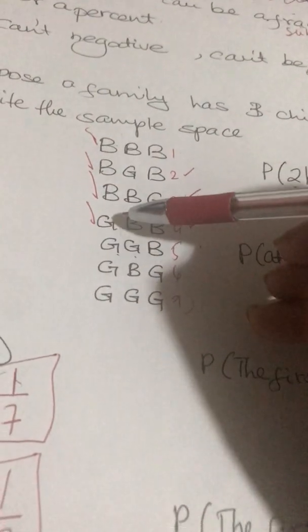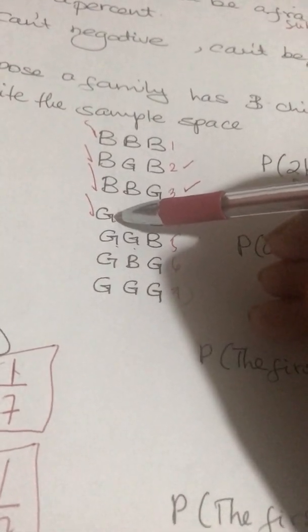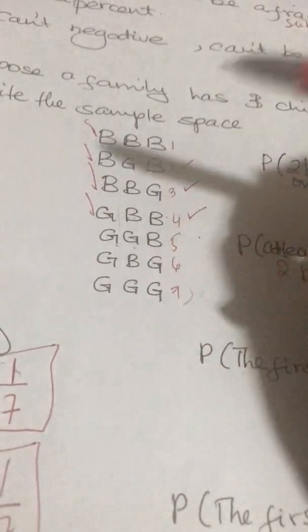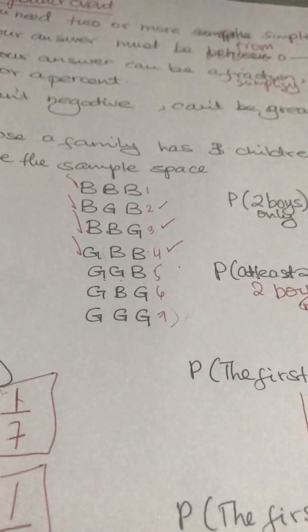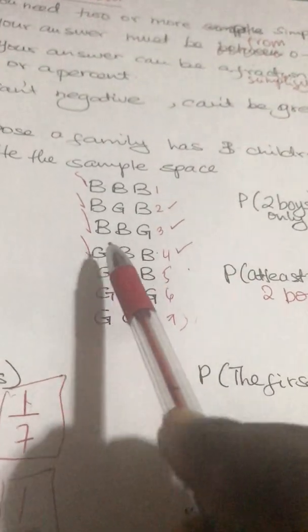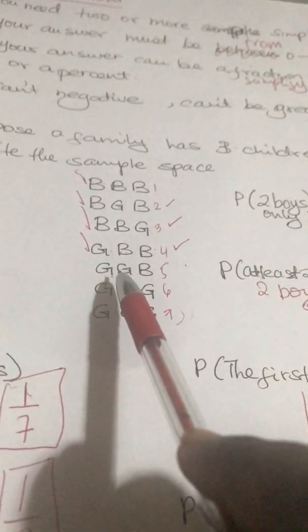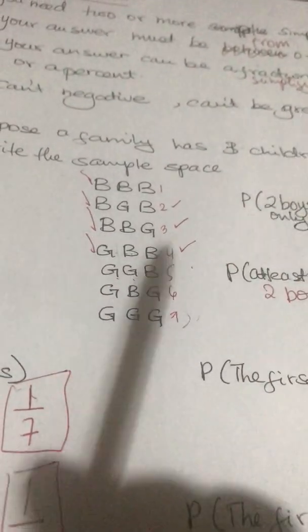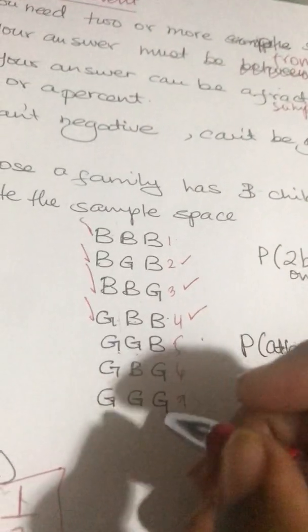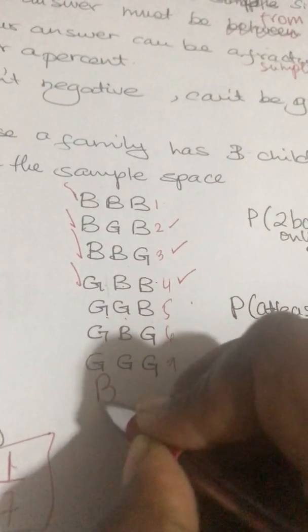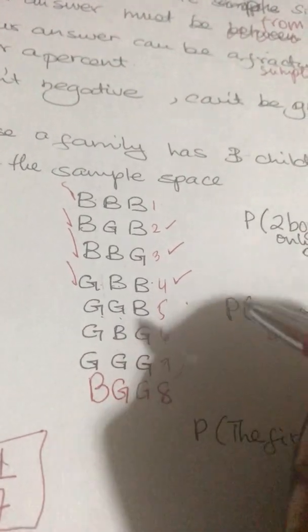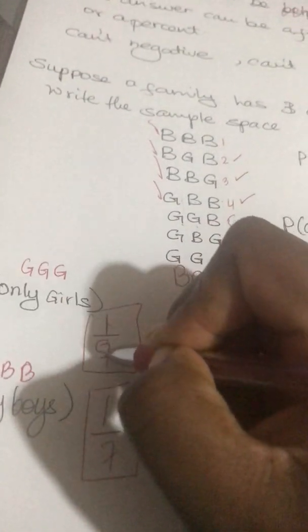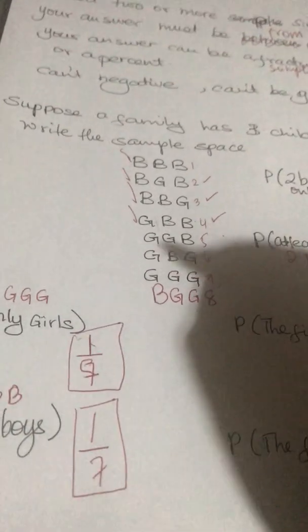Okay? That the first child is a girl. 1, 2. I think I'm missing one more. I think it should be 8. Why do I have 3 boys? So wait. Girl, boy, boy. Oh yeah, I am missing one more. Should be boy, girl, girl. So there should be 8. So let's do this again.